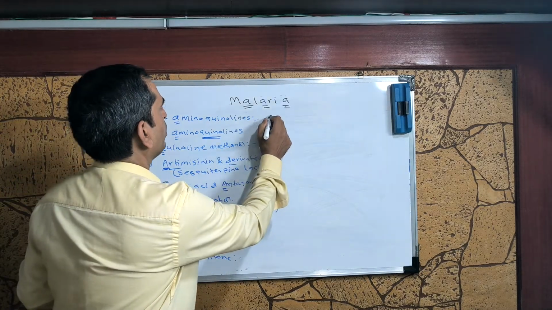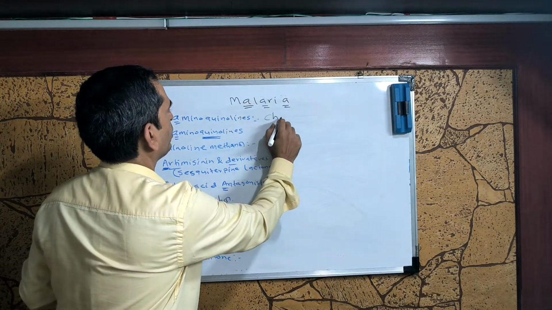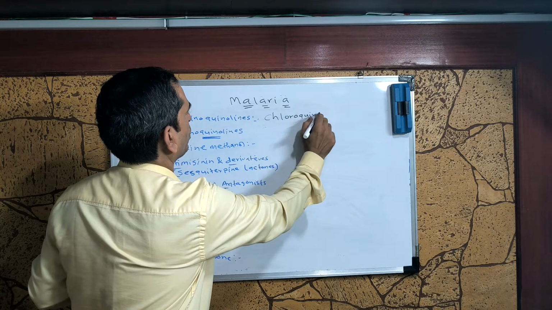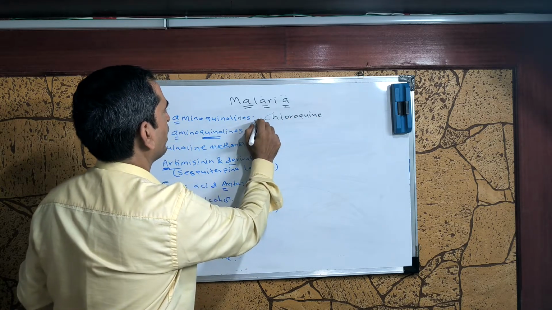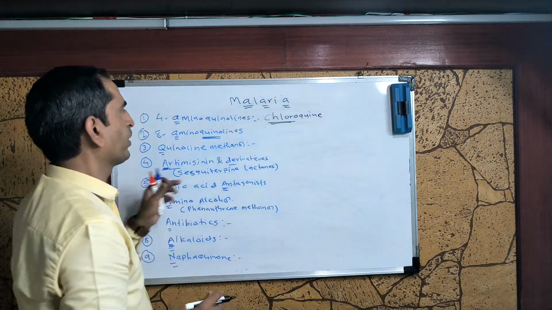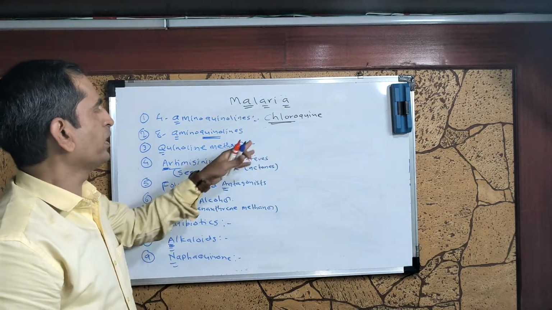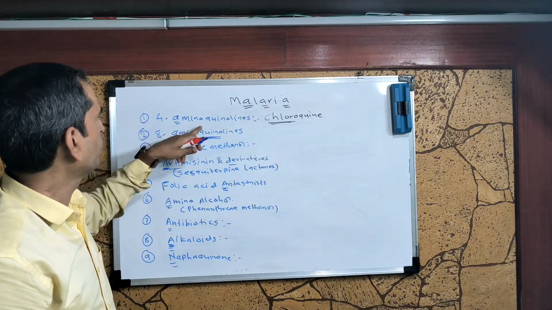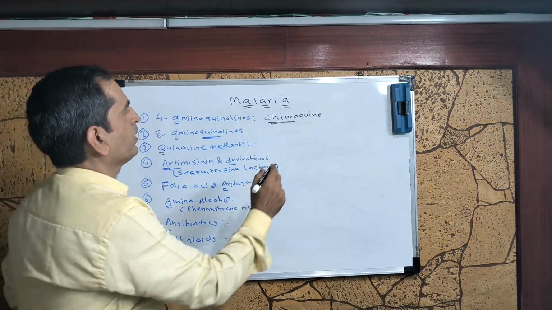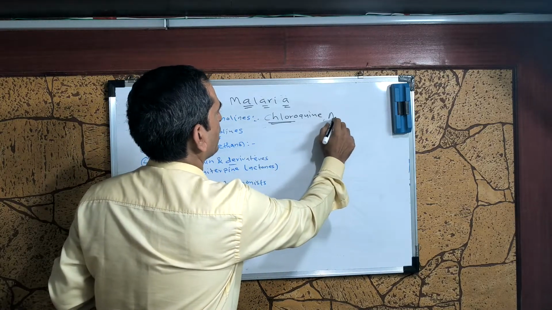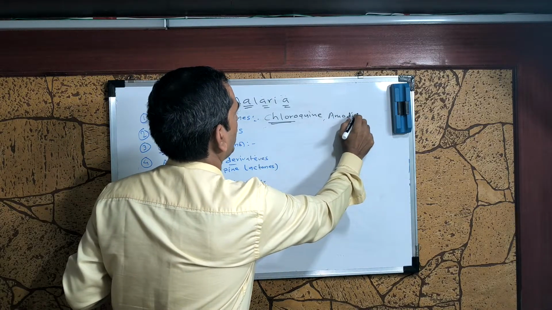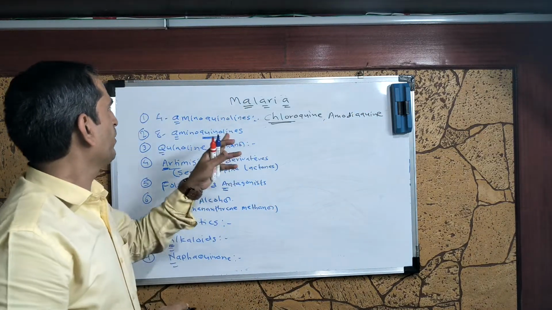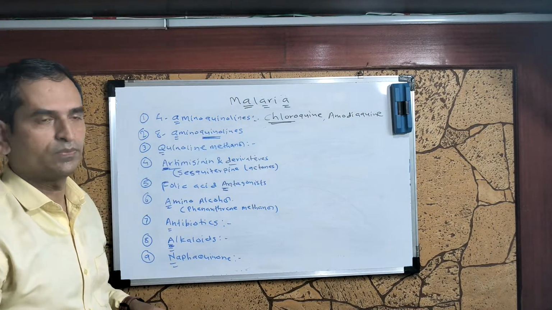One of the most commonly used antimalarial drugs is chloroquine. So we have to remember chloroquine because it is one of the commonly used drugs, from the category of 4 aminoquinolines. The second example in this category is amodiaquine. So these are the examples for 4 aminoquinolines.